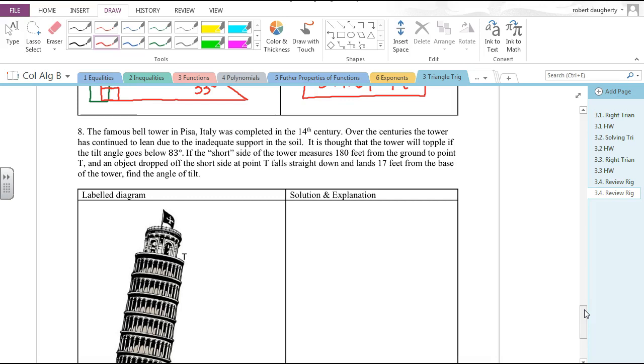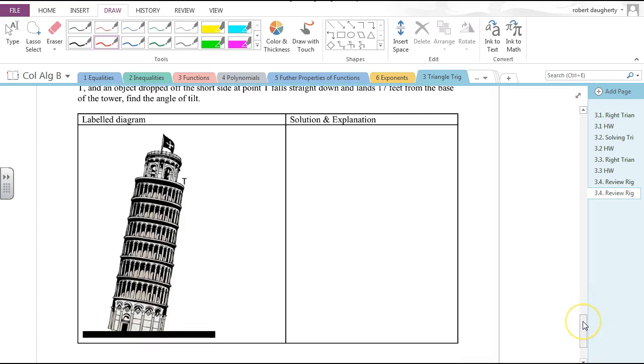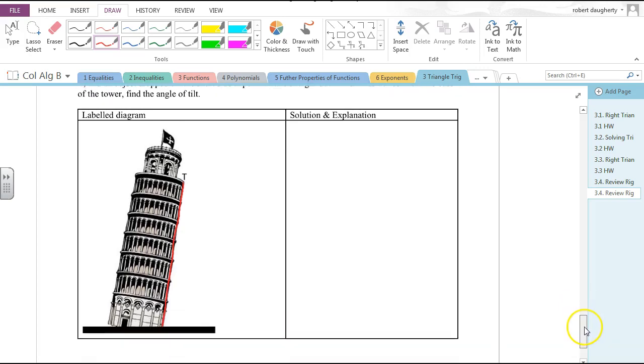Okay, so they tell me the distance is 180 feet from the ground to point T. So if I look at it, they're telling me that this right here is 180 feet according to this. So that's 180. Let me back up so I have enough space to draw that. So I'm just going to draw that. That is 180 feet.